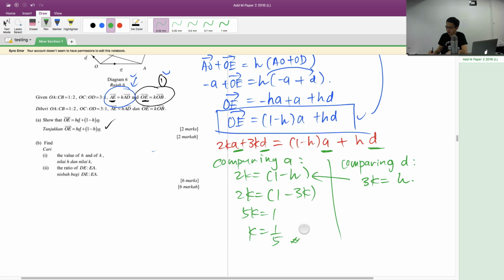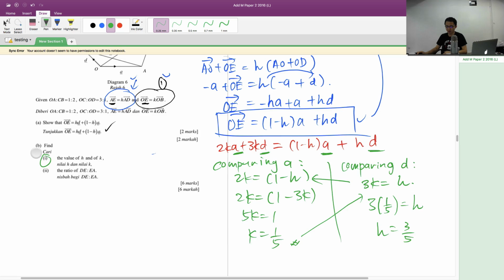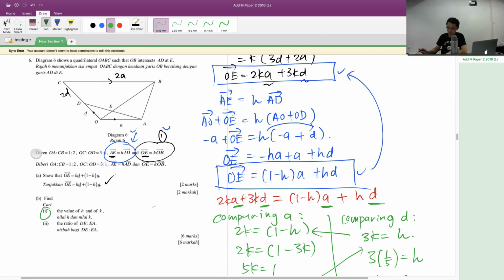Alright, then I got this one, I substitute back into here to find H. 3 multiply 1 over 5, I will get H. So H is 3 over 5. Then I solve the part 1. After I solve the part 1 already, the second part, part 2, they ask you to find a ratio. So they will ask you to find a ratio for this part.